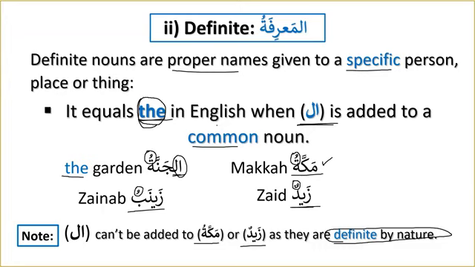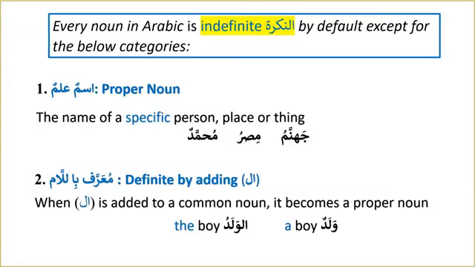Then I have good news for you over here: every noun in Arabic is indefinite by default. So whenever you look at a noun for the first time, you think it's a common noun. By default, it is nakira. For example, kitabun, qalamun, kubun, jawalun, hasubun. Anything you look at, you will think that this is a common noun. That should be the first impression that comes to your mind.